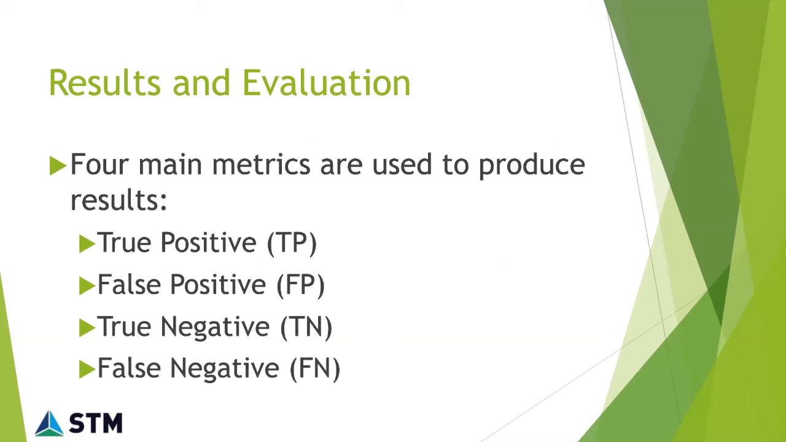And after we label the clusters, we try to produce the results. Four main metrics are used to produce these results. As you may guess, these are the four true and false positive and negative metrics.